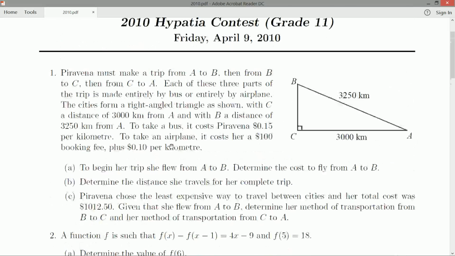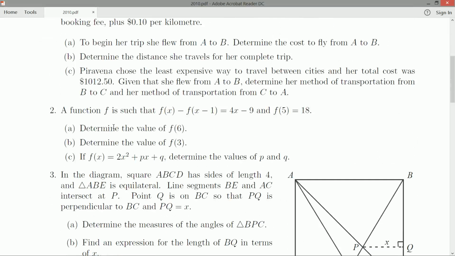Question 2 looks a lot shorter than the paragraph we saw in question number 1. A part, determine the value of f of 6. B part, determine the value of f of 3. And then C, if we are given a particular form for f of x, a particular quadratic form, determine the p and the q in this formula. Okay. So this question here is sort of designed to tell, are we comfortable with the concept of taking x equals 6, plugging it in here, that sort of stuff?